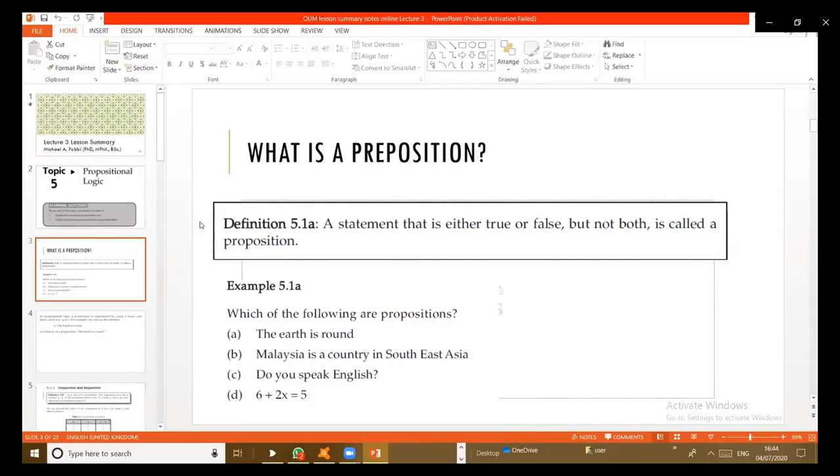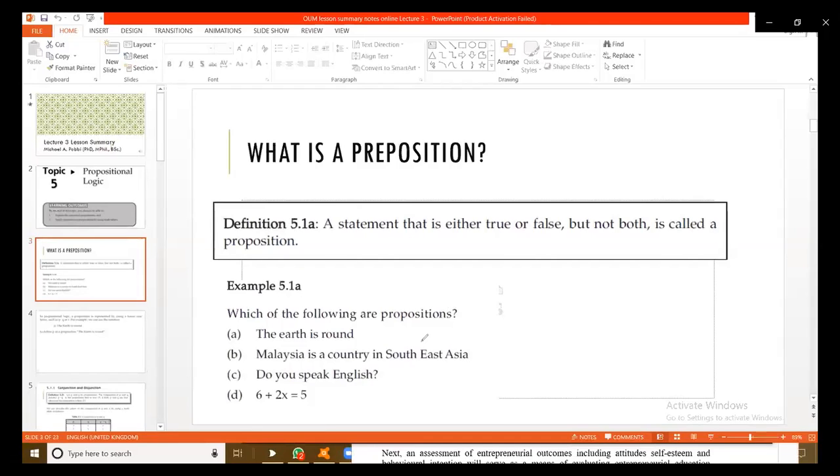But there are certain statements which are not prepositions. Statements like questions. Do you speak English? If somebody asks you, do you speak English, you cannot say that it is true or false. In the same way, if somebody gives a command, come here, you cannot say it's true or false. Come here is a command. Questions are also not prepositions, so take note of that.